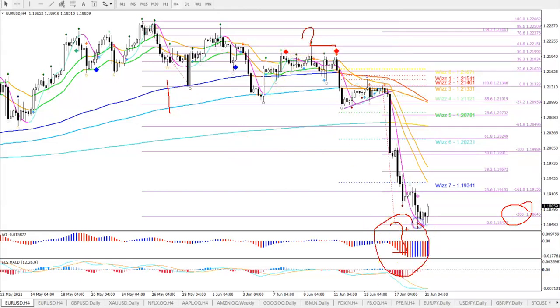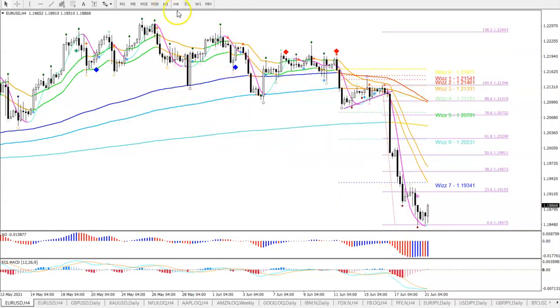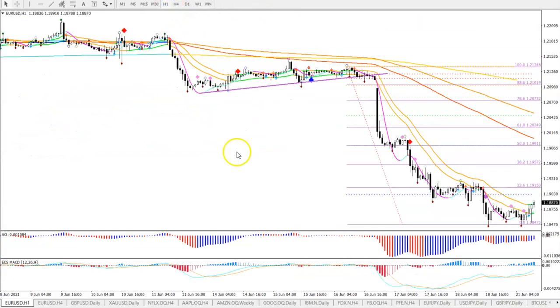Now this red wave 3 might not be finished, so a little bit of a joy moment about what happened last week. Small celebration, but now we need to move on. What is the next step? I don't think that this red wave 3 is finished, to be honest. Let's take a look. Let's remove this, and let's zoom into the 1 hour chart to get a better picture of that.